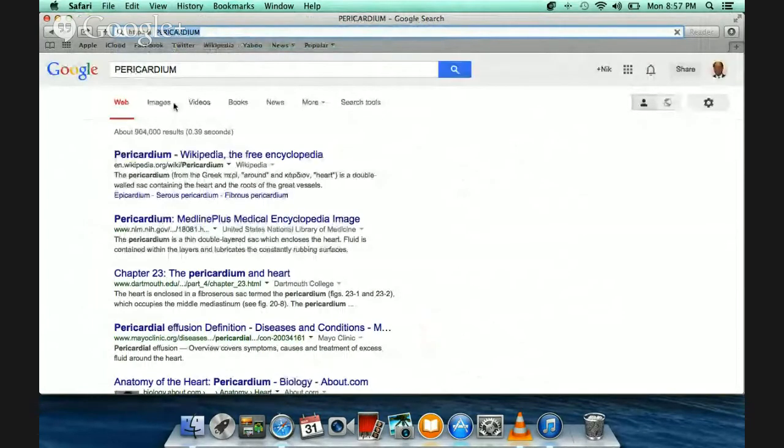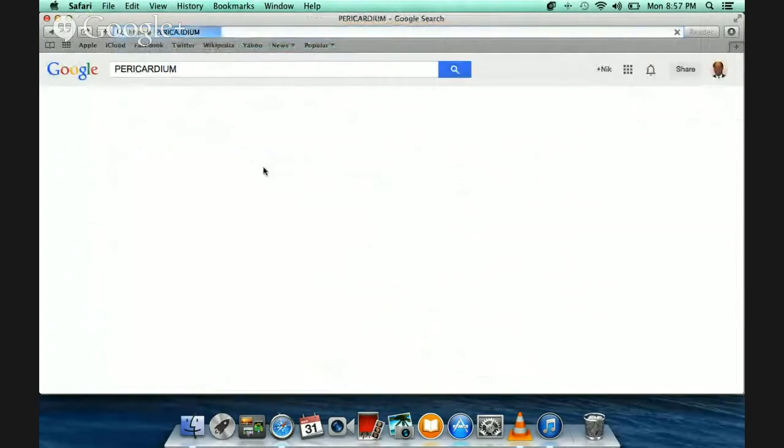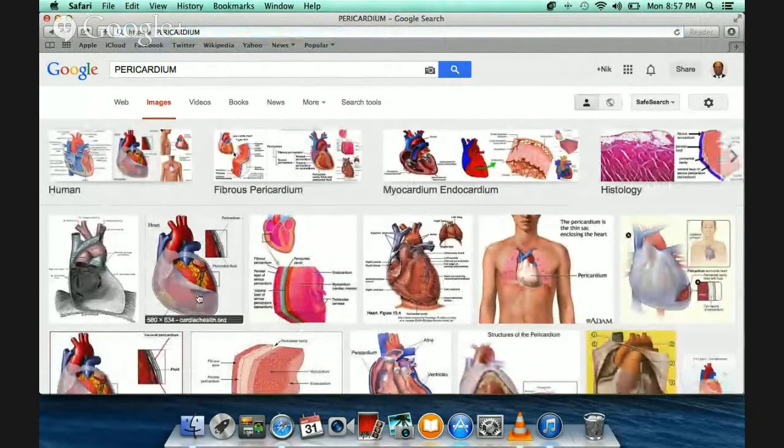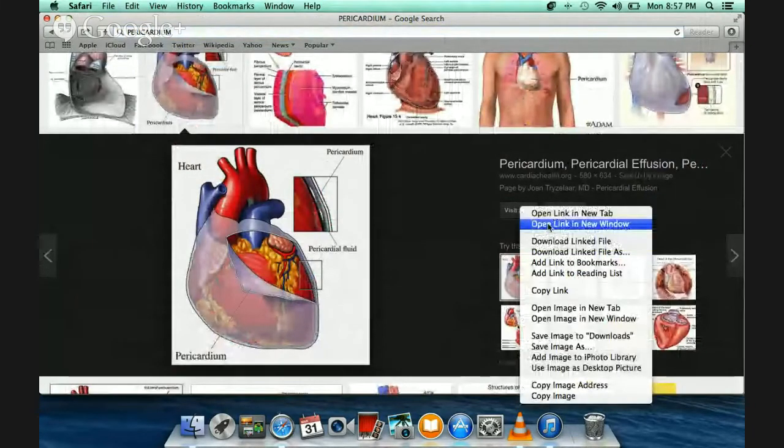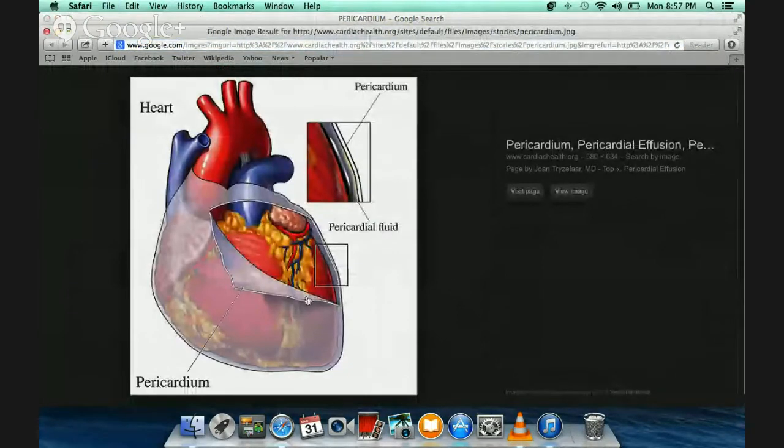Pericardium. I want to go to Google Images. Let's see if we can find a nice image here. Oh, here's a beautiful picture. Let's select this one and open this in a new window. Okay, here is a picture of a heart, and there is a white sac that surrounds the heart.